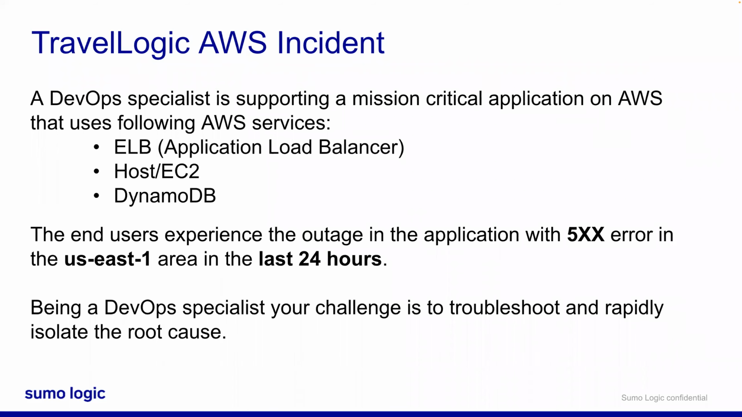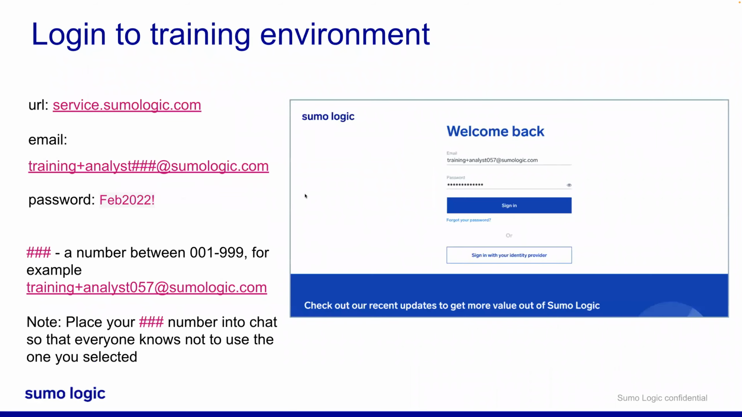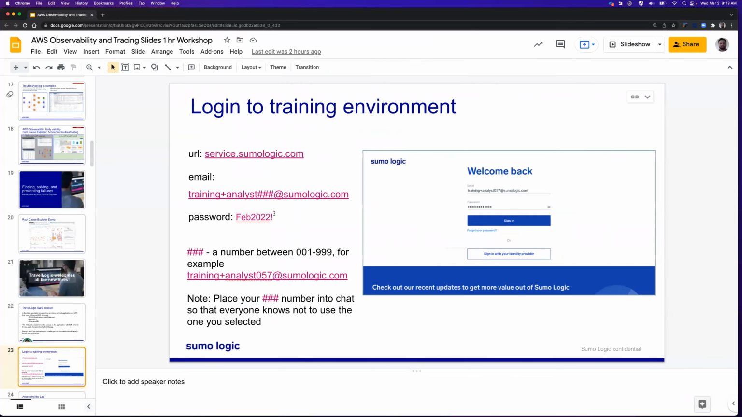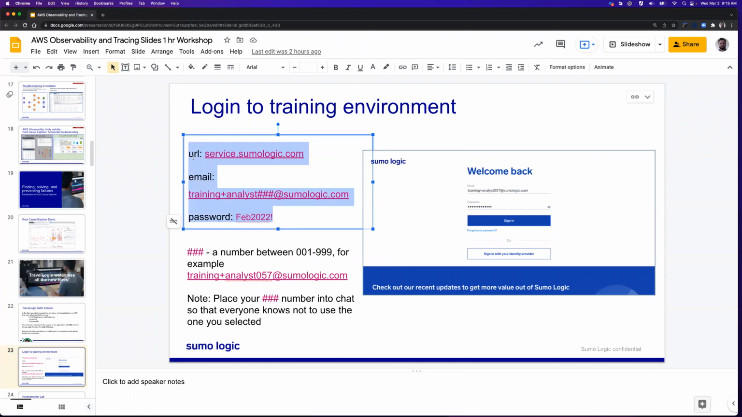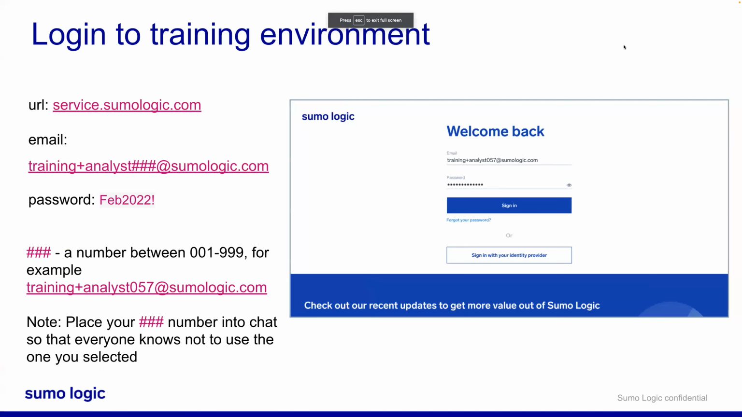So I'm going to now use Sumo Logic to help me. What I have here on this next screen are some credentials we're going to utilize today. I'm going to put them in the chat. The website we're going to use today is service.sumologic.com. The email account we're going to use is training plus analyst number, and I want you to select a 3-digit number. Maybe you want to be training plus analyst 007, training plus analyst 391, training plus analyst 928. It doesn't matter. Pick a number. The password is Feb 2022 exclamation point. I know we're in March, but passwords get changed first Monday, so this password will be live for another few days here. So we'll go ahead and log in.